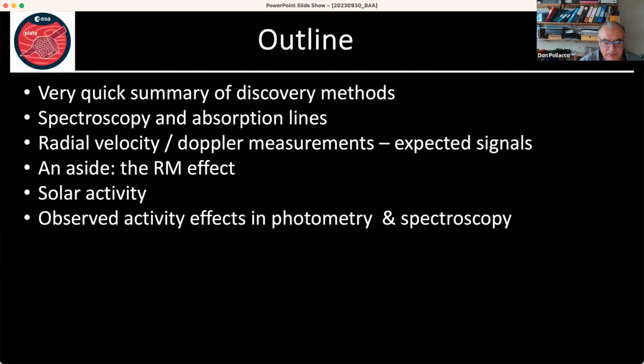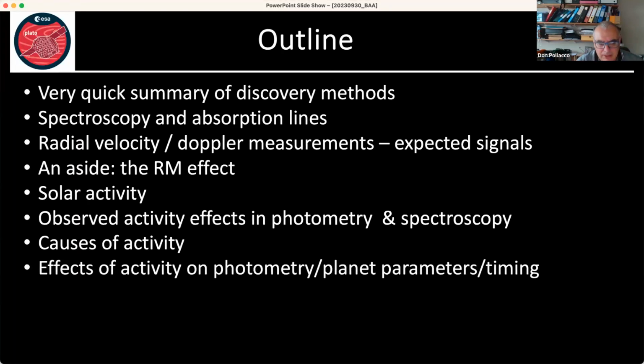And then I'm going to talk about the effects in photometry and spectroscopy, because we can see these effects, and we can see what the implications are. And then I'm going to talk about what causes activity. I don't think there's any maths in this, but I've tried to make it as simple as I can. And then I'm going to talk about what the real effects are on photometry for transits, in terms of what it does to the planet parameters and the effect on timing.